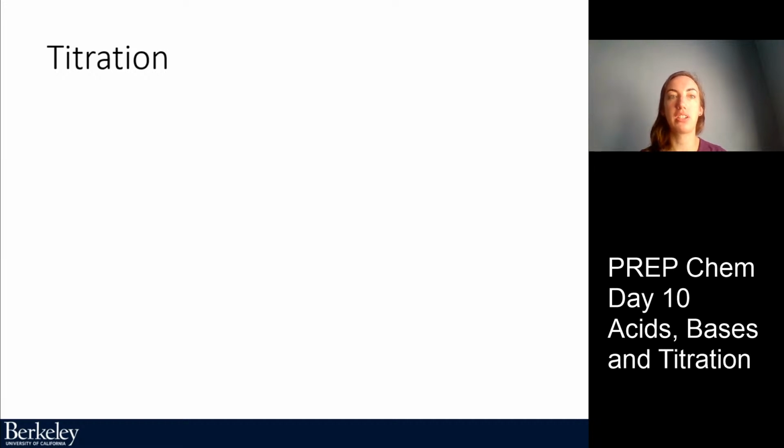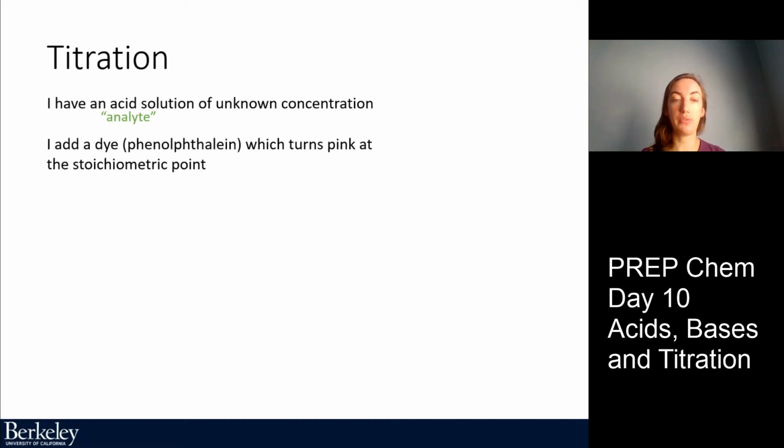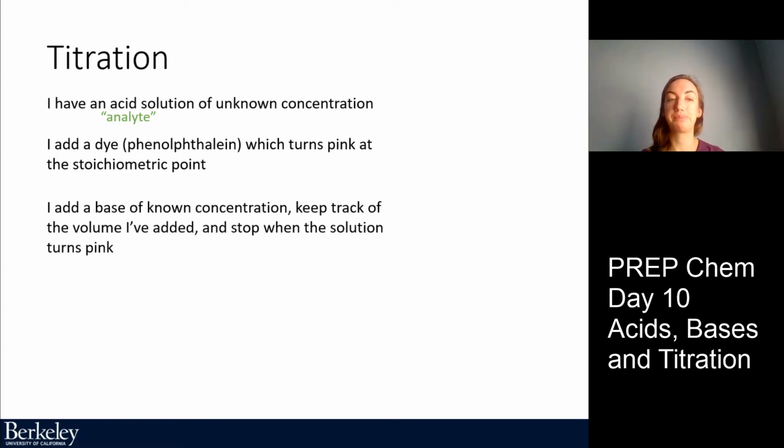The basis of titration is that I have, let's say, an acid solution of unknown concentration. That is called the analyte. That is what I'm trying to analyze to find its concentration. I can add a dye. Phenolphthalein is one common choice. Don't memorize that word, but it's just one of the common dyes that we associate with titration. That dye turns pink when we reach the stoichiometric point. So it's clear in acids, and then as soon as we hit the stoichiometric point, it turns pink.